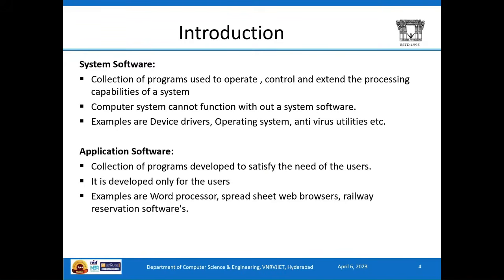System software is a collection of programs used to operate, control, and extend the processing capabilities. Without the system software, we cannot operate our computer system. The main examples of system software are an operating system, antivirus software, or device drivers, etc. Coming to application software, it is a collection of programs developed to satisfy the needs of the users. This application software is developed only for particular users. The main examples of application software are word processors, spreadsheets, or the reservation software used in the railway system, etc.